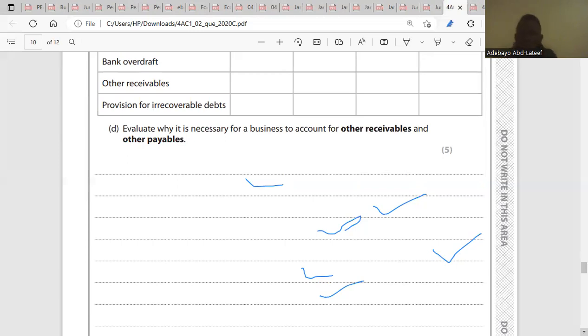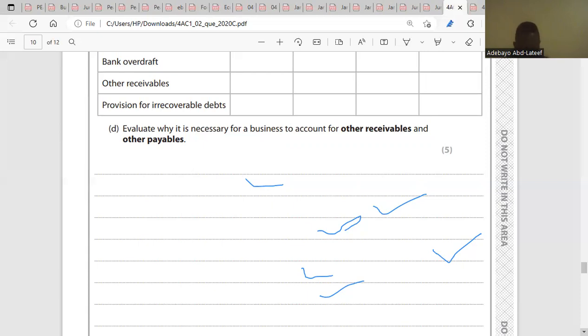We have other receivables. The amount your customers are supposed to pay back to you, other receivables. Now, you are owing some suppliers too. The amount you are owing them are called other payables. So the amount I'm owing to suppliers is other payables. The amount your customers are owing you, other receivables.